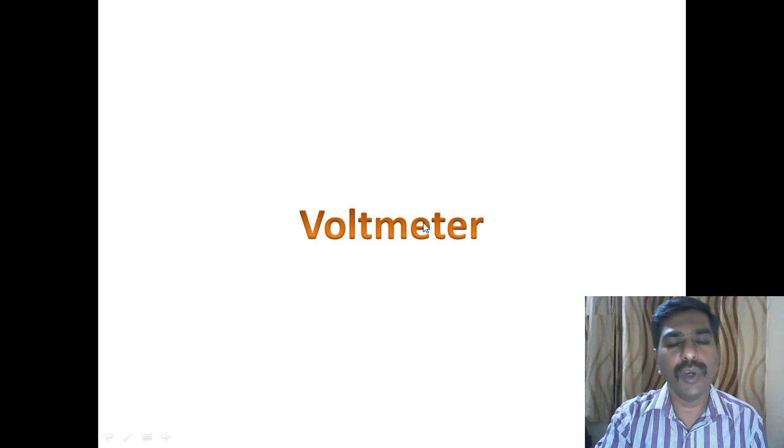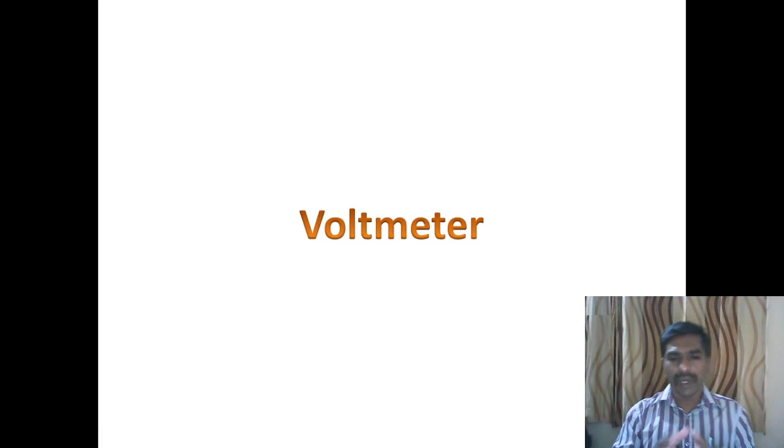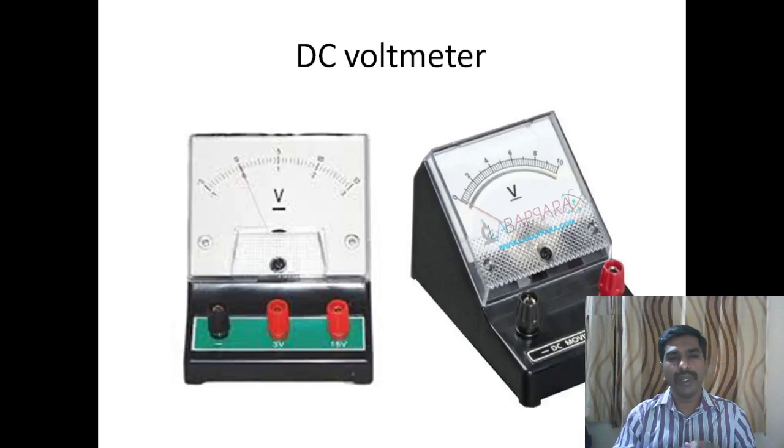And next, coming to the voltmeter. Whatever I explained till this point, all these are components we use in the electronics laboratory to build the circuit diagram. After building the circuit diagram, we need to measure the voltage value and current value. For that, we use some meters. What are the meters we use? Voltmeter and ammeter. This is the voltmeter, which is used to measure the voltage at a particular point.